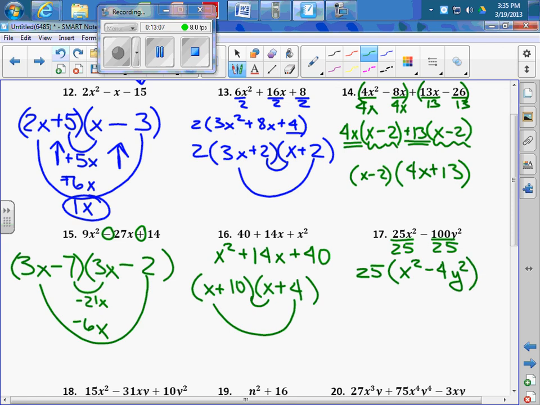Do you think you're done? Or can you factor this one further? Well, seeing that this is a difference of 2 squares, it's going to take 2 sets of parentheses. The square root of x squared is x. The square root of 4y squared is 2y. One's plus, one's minus. Bring down your 25, and now you're done.